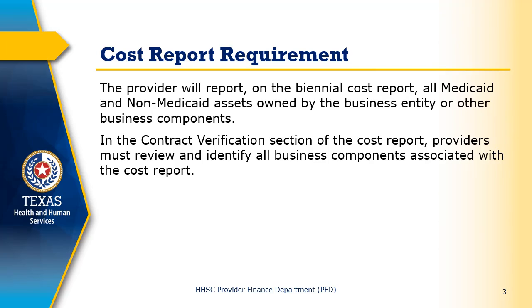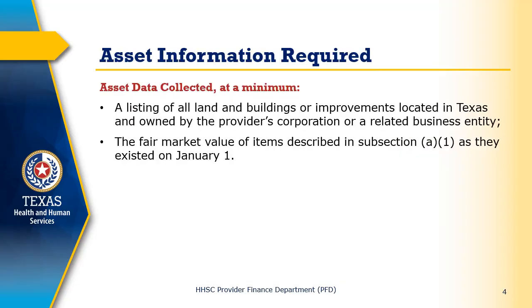In the contract verification section of the cost report, providers must review and identify all business components associated with the cost report. Now we will discuss the asset information required on the cost report. HHSC Provider Finance Department PFD will collect the following data on assets owned to determine financial stability: a listing of all land and buildings or improvements located in Texas and owned by the provider's corporation or a related business entity, the fair market value of items described in subsection A1 as they existed on January 1st.